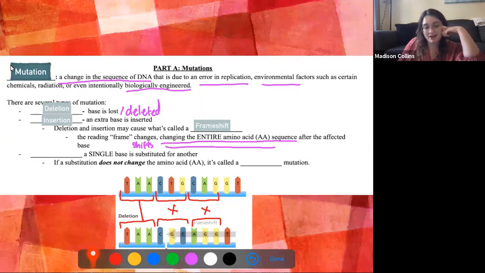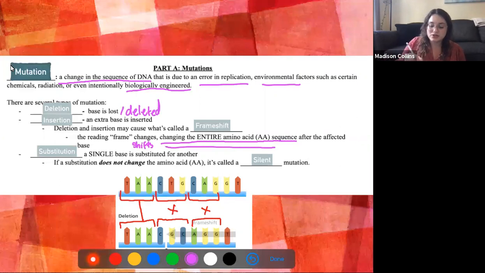And the last mutation we need to know is when a single base is substituted for another. I know you'll be shocked to find out that that is called a substitution mutation. So thankfully, deletion, insertion, and substitution are pretty straightforward when it comes to mutations. But there is one more word we need to know, and I think I've actually brought this up in a few of my classes. Now, if a substitution does not change the amino acid, this is what we call a silent mutation.